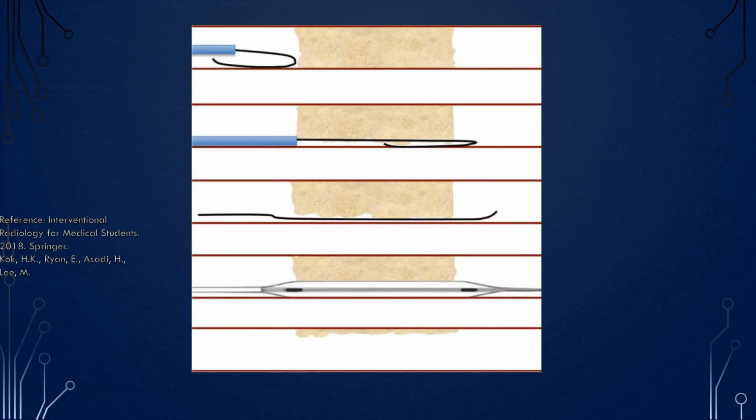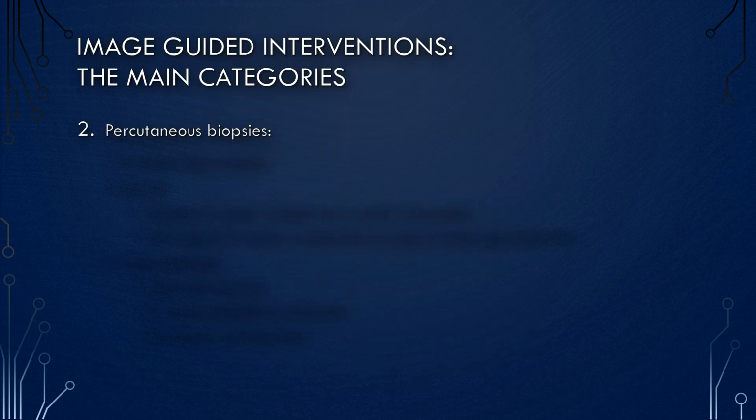This is the technique of how to angioplasty. Basically, you pass a wire through the atheroma and then angioplasty it and dilate the vessel. So that was about arterial interventions.